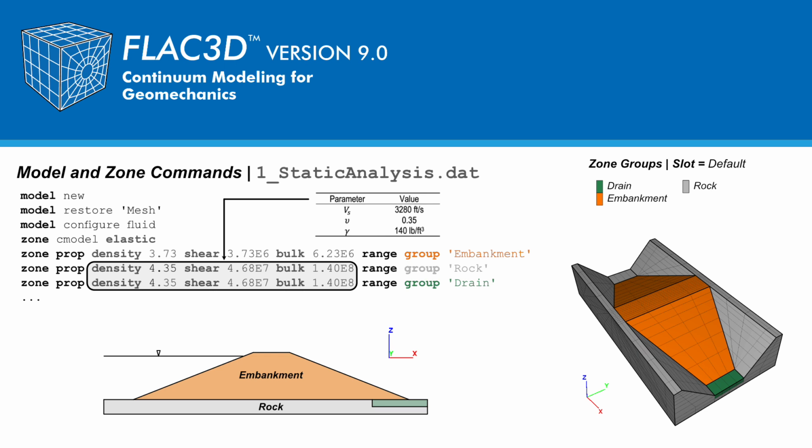The material properties for the zone groups will be specified. The properties for the embankment are the same as before. Mass density 3.73 slugs per cubic foot. Shear modulus 3.73 times 10 to the 6 pounds per feet squared.